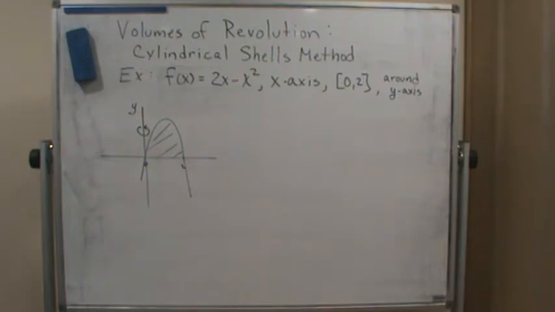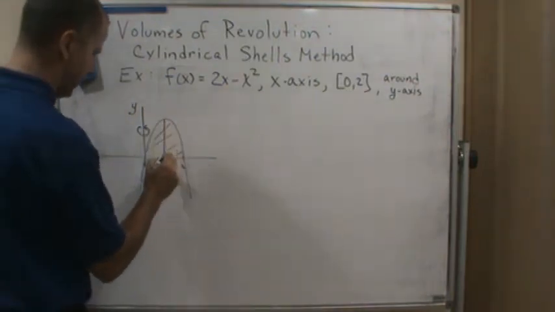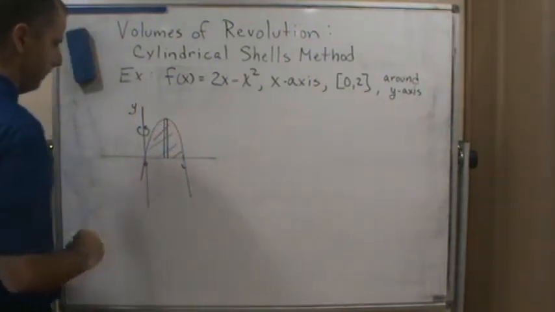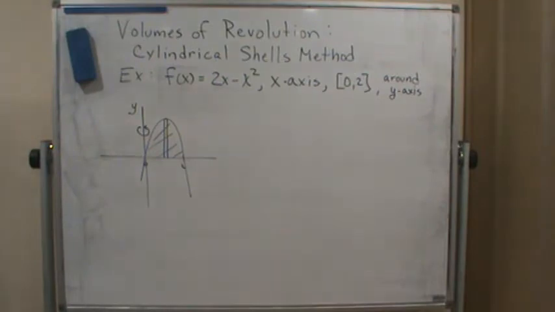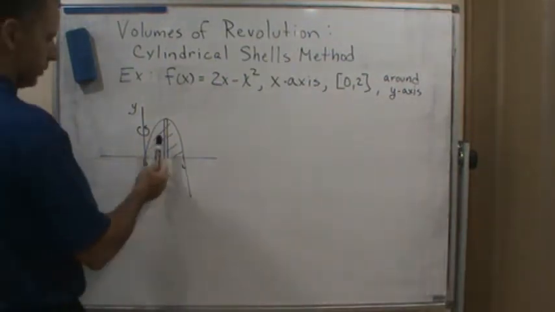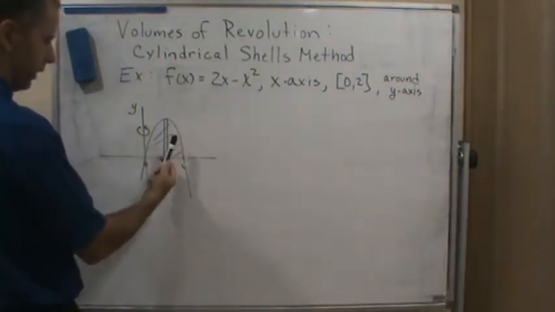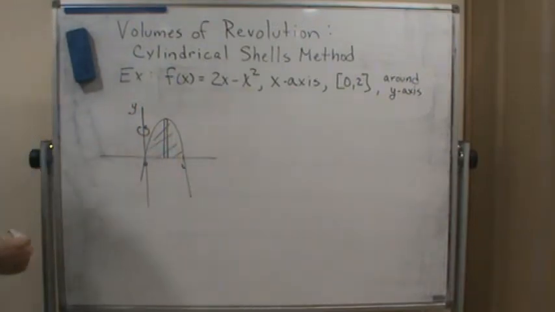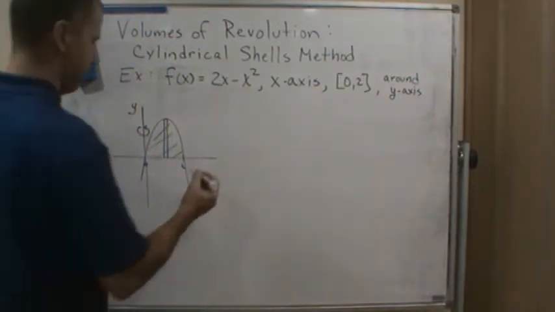Okay, again, so it gives you an idea. If you want to draw your rectangle, because our rectangle is going this way, we're going to use the cylindrical shell method. So I'm going to set it up.